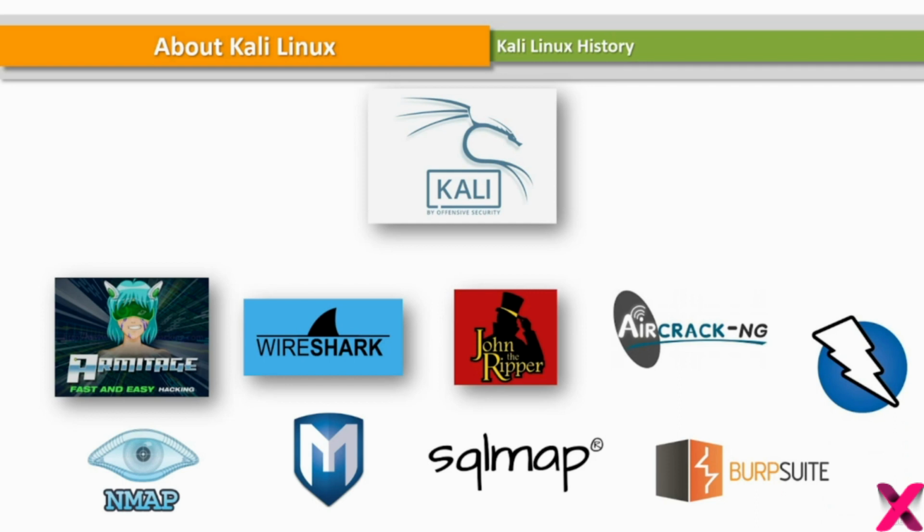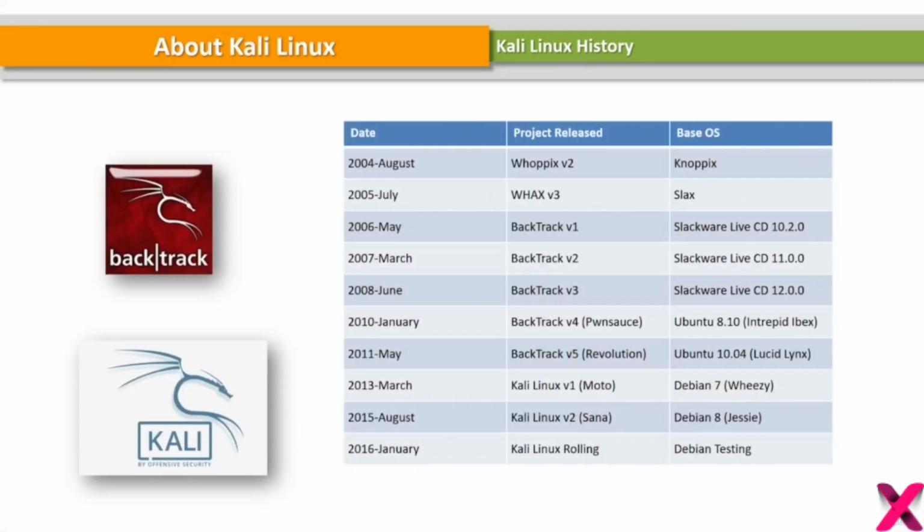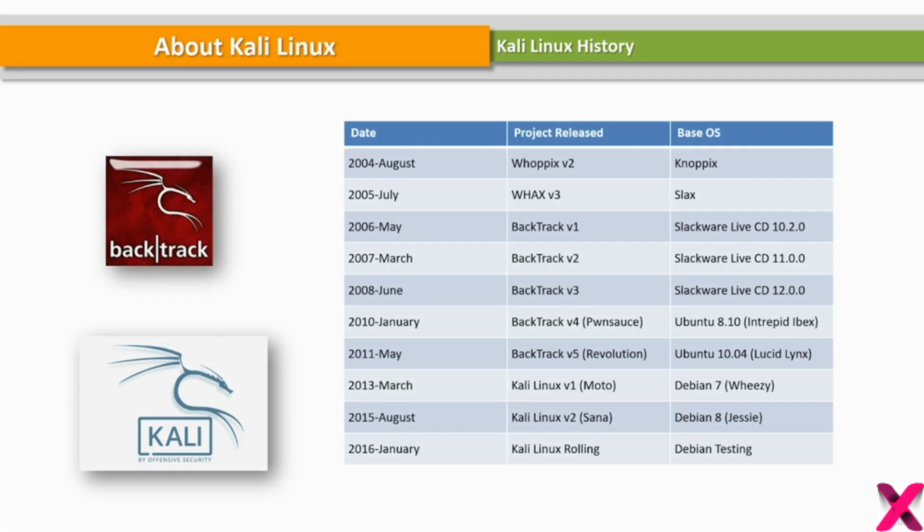So it was developed by Mati Aharoni and Devon Kearns of Offensive Security through the rewrite of BackTrack, their previous information security testing Linux distribution based on Knoppix. Originally, it was designed with a focus on kernel auditing, from which it got its name, Kali Linux. Kali Linux is based on the Debian testing branch. Most packages Kali uses are imported from the Debian repositories.